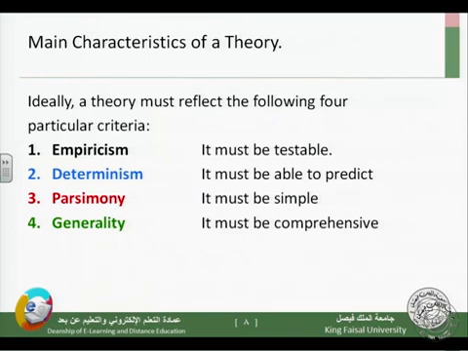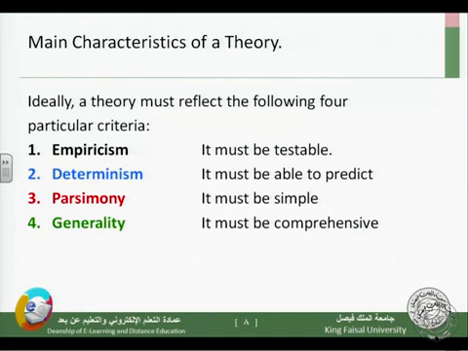Now, another characteristic, determinism. The theory must be able to predict. So you need to have the tools to predict what you do in your research. Parsimony: the theory must be really simple, not complicated, not difficult, not complex. It should be simple to make us able to carry it out, to make a model out of it. If it is too complicated, we cannot create a model, can we? But if it is simple and straightforward, we can make models of this theory.